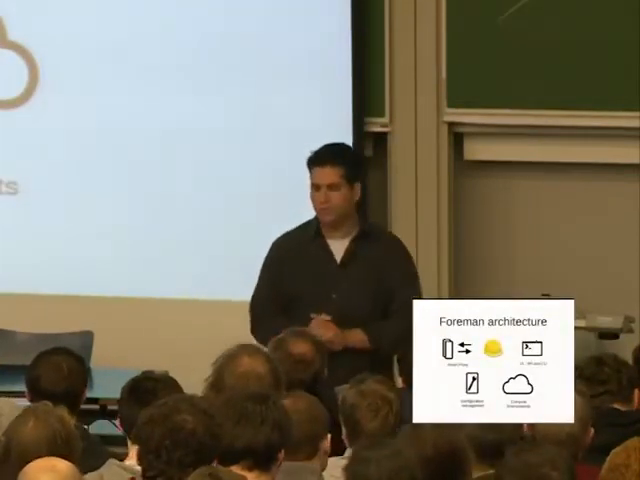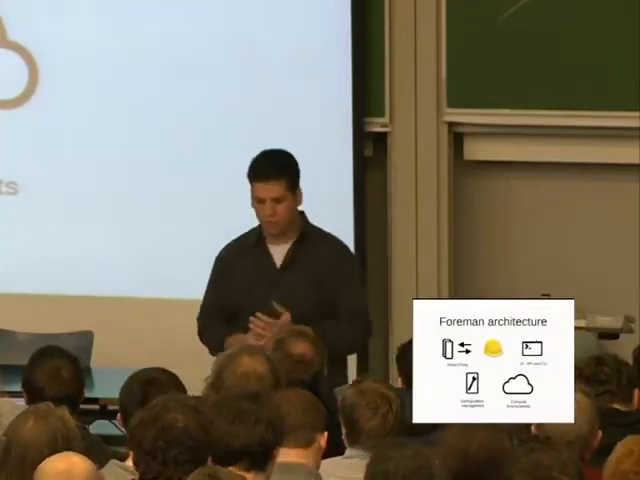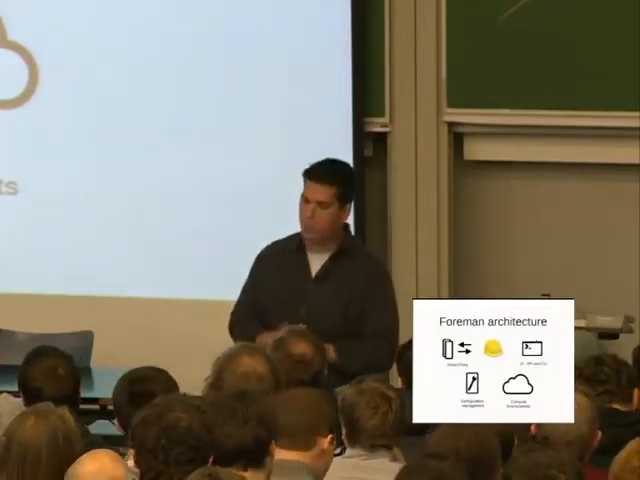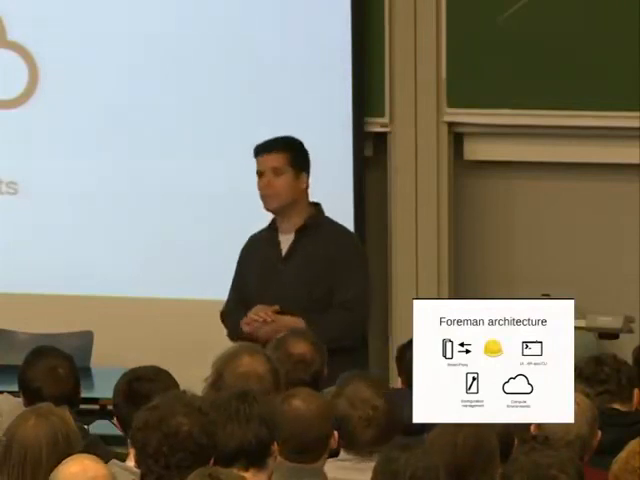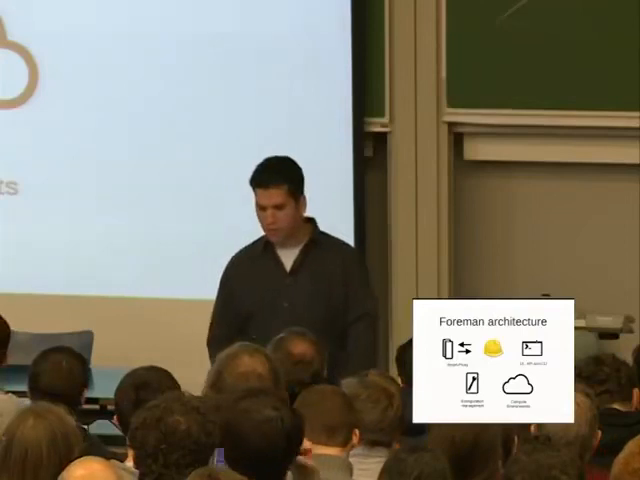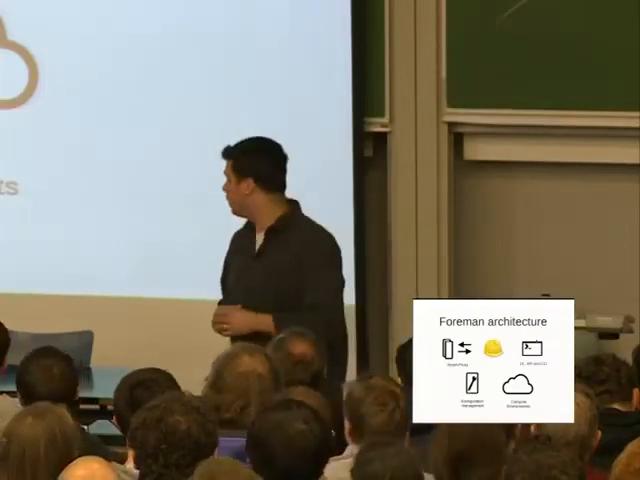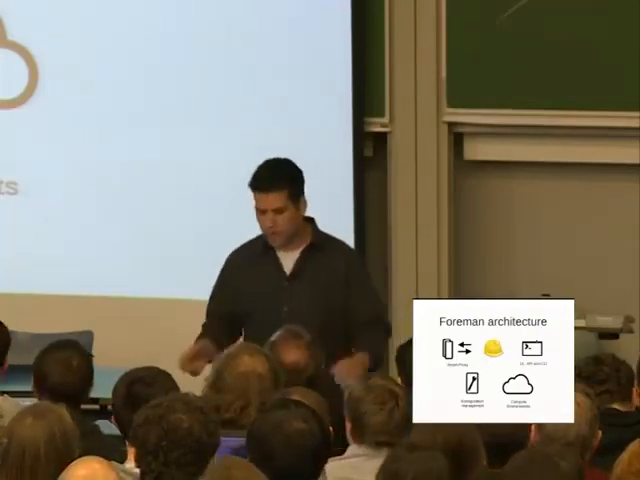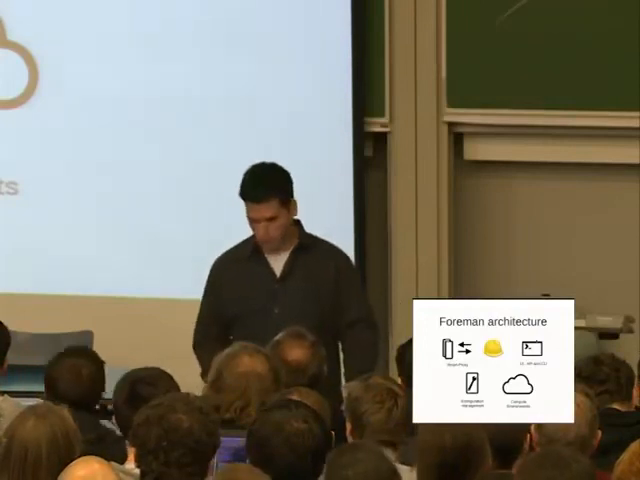In a nutshell, Foreman's architecture has basically four major components. We have Foreman itself, which is a Ruby on Rails application. We have smart proxies. We have the integration with configuration management, the compute resources, and obviously the UI, API, CLI, and all of those elements.